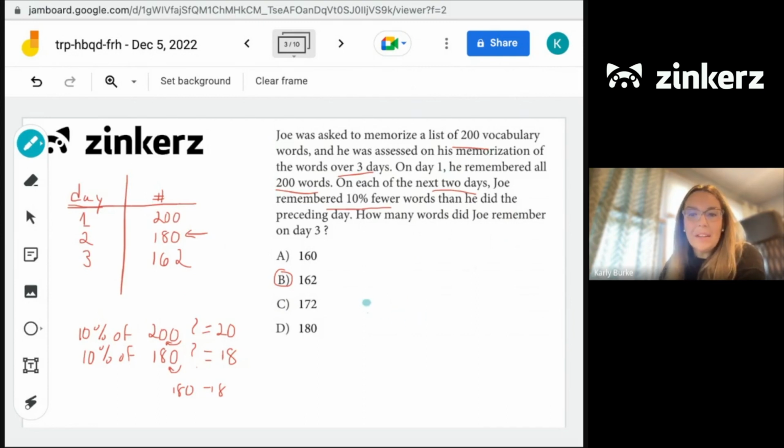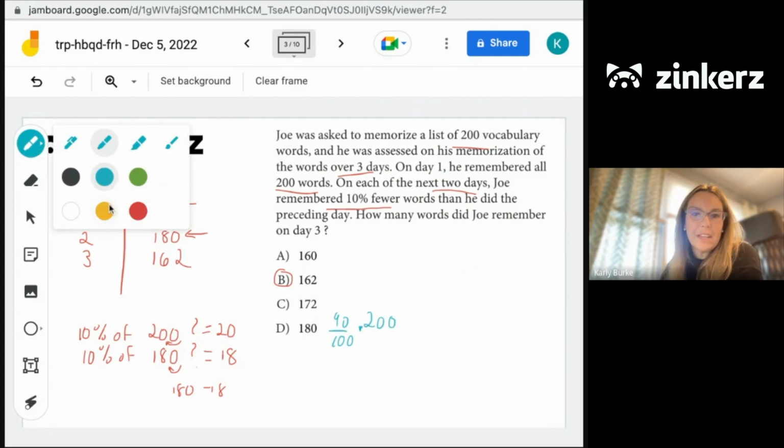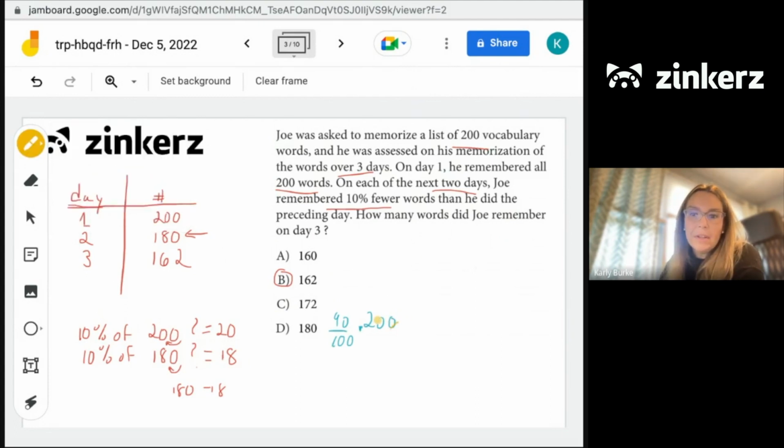Now, another option is to think about if you are memorizing 10% fewer, you actually are memorizing 90%. The issue with this is we're going to find 90% of 200, so we can multiply it by 90 over 100. Now, these numbers are a little bit bigger, but if you use a little bit of cross-canceling, it can help you. So 200 over 100 is just 2. So then 90 times 2 is going to give you the 180 on day 2.